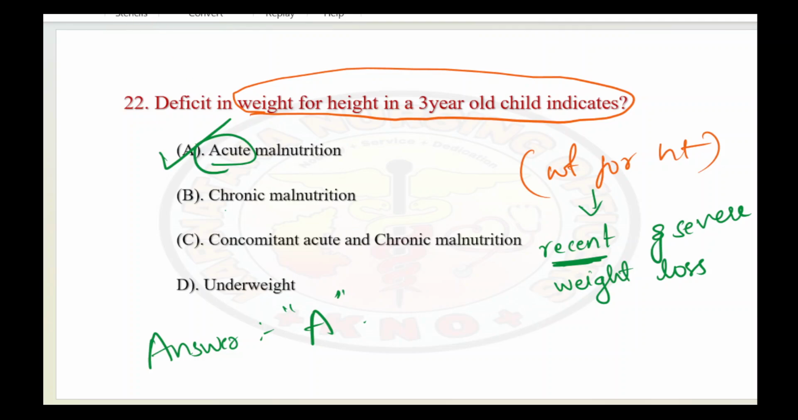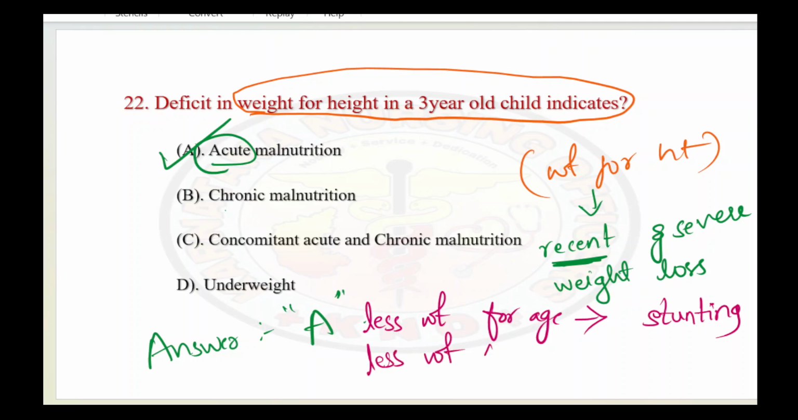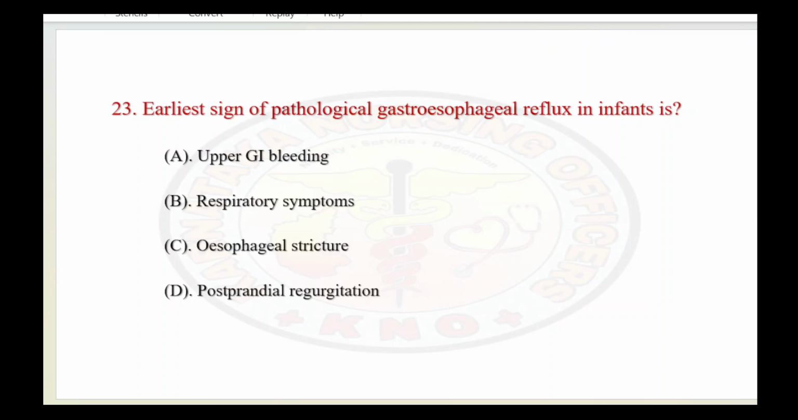So let's see a few important points here. Less weight for age, we call it as stunting. And less weight for height, we call it as wasting. Sometimes they might even ask you what is less weight for age. That is stunting. Less weight for height, we call it as wasting. Here the right answer is option A. Let's move to the next question.